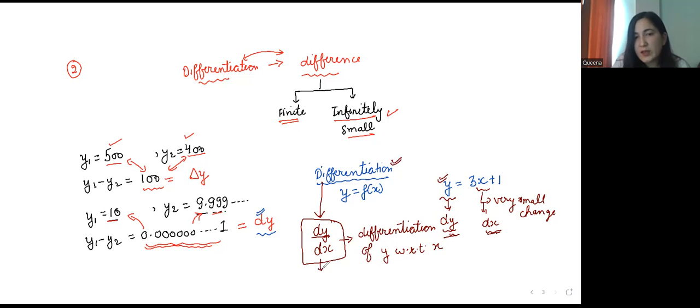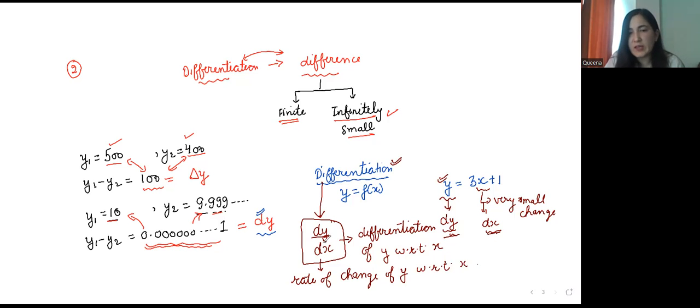We can also say it is the rate of change of y with respect to x. So the rate at which y is changing with respect to x is known as differentiation. This is quite easy to understand, right? We can take many examples. It is also not important that it should always be y and x. It can be anything. We can take any variable.